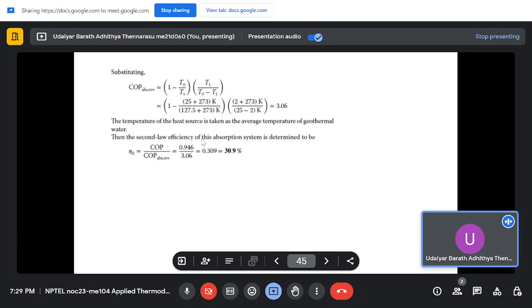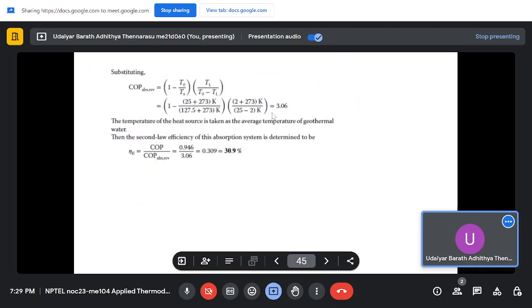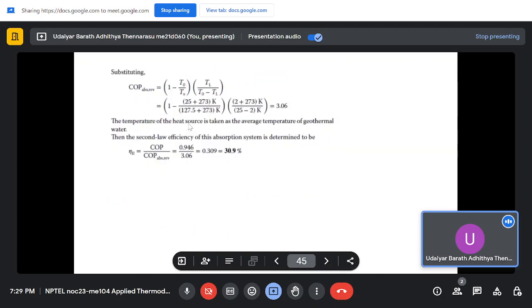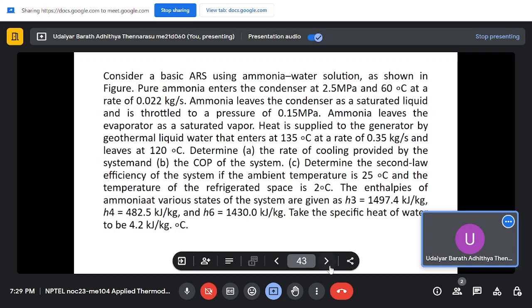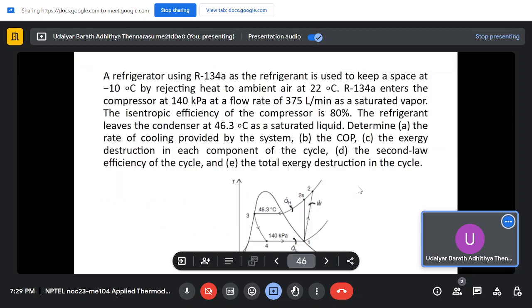Now the second law efficiency is nothing but the COP divided by the COP of the ideal cycle. The COP of the ideal cycle is 3.06 and the COP of the actual cycle is 0.946. So the exergy efficiency is 30.9%. This is how to find the second law efficiency. We have assumed that the actual system is converted to a Carnot system, with a reversible heat engine driving a reversible refrigerator.